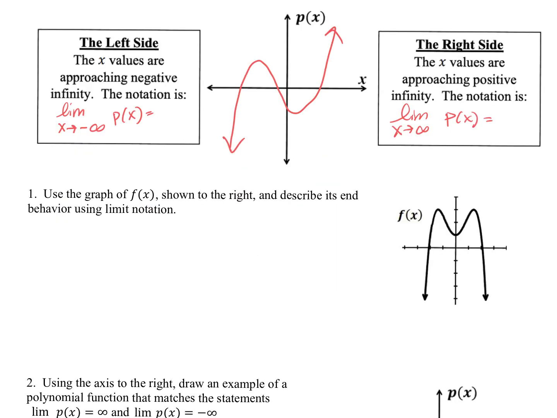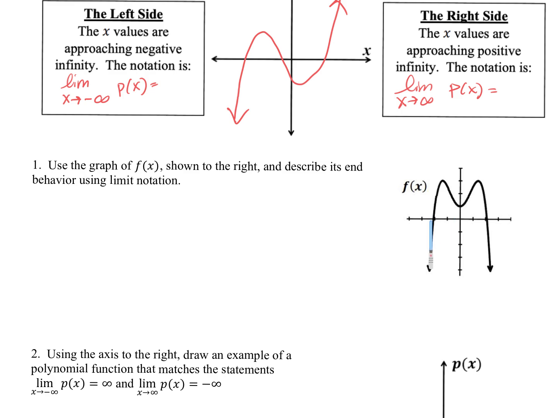Okay, so now let's put this in motion. Check out this graph. It says use the graph to describe its end behavior using limit notation. Here we go. We're going to say the limit. Let's talk about the left first. So I'm going to say as x approaches negative infinity, and they've called this graph f of x, so I'm going to write f of x right there.